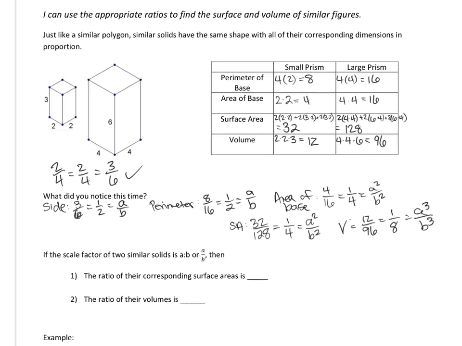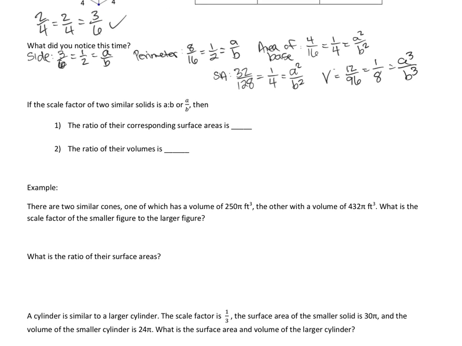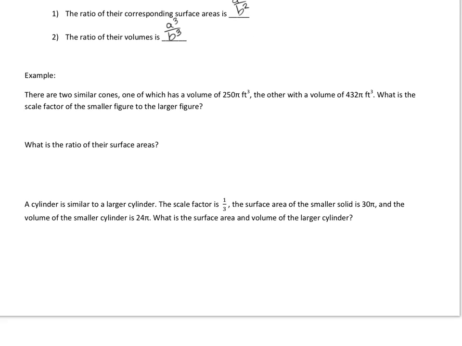So when I'm drawing conclusions down here, the ratio of their corresponding surface areas is a squared over b squared, while the ratio of their corresponding volumes is a cubed over b cubed. So let's take a look at some examples.